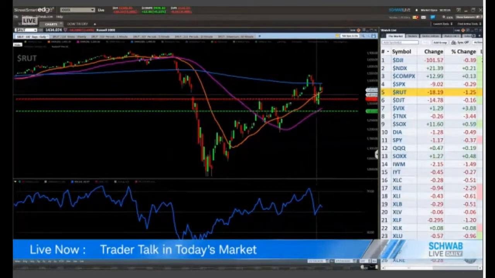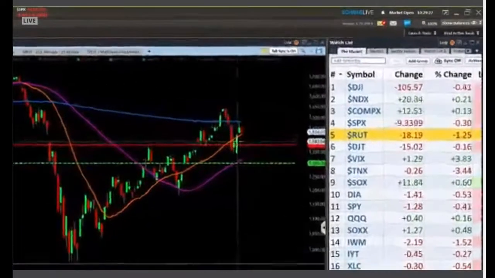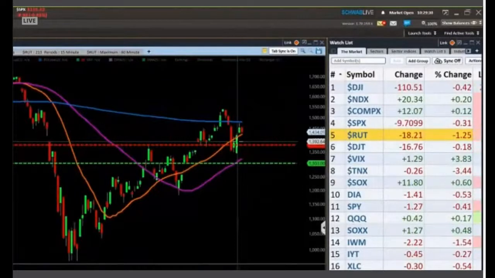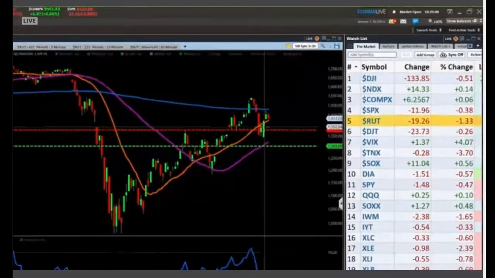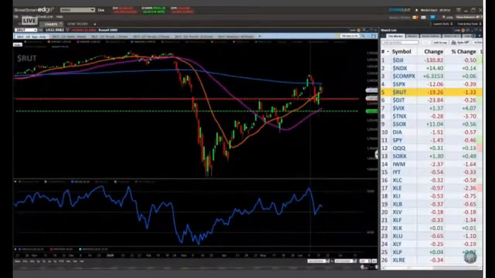Notice we did have some of these tests of the 20 where you're below the 20 for a couple of closes, and that really puts the onus on the trader to make sure they're appropriately positioned when you get that kind of indication of short-term weakness. But holding the 20 for now, and at least for the moment, we continue to see the uptrend in place. All right, sector action.